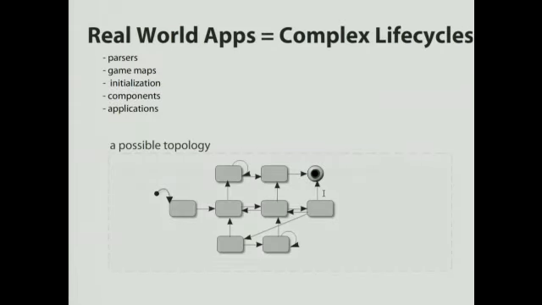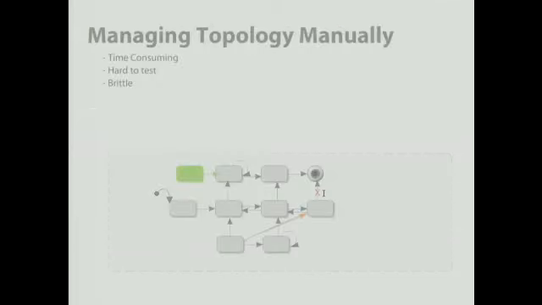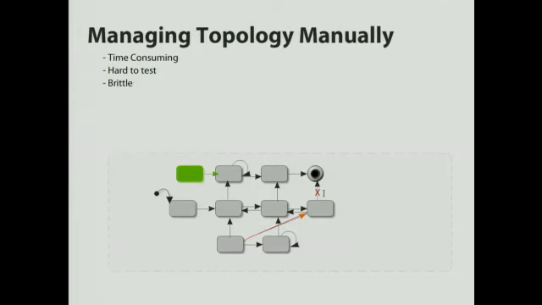Real-world applications have very complex life cycles. When you start getting into parsers or game maps or initialization of applications or components, you start getting into very complex state transition diagrams quickly. When you start managing topology manually, like codifying everything and then every transition by hand, it gets very difficult to maintain. It's easy to break. And typically, when you're dealing with interactive applications, you don't always know the information up front, so things change on your feet.